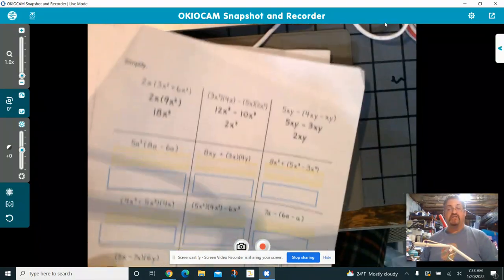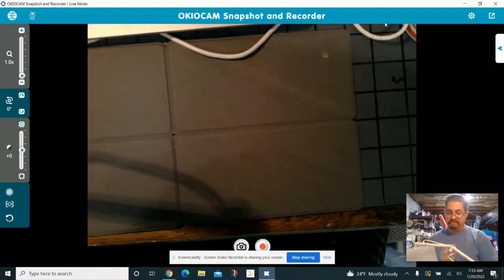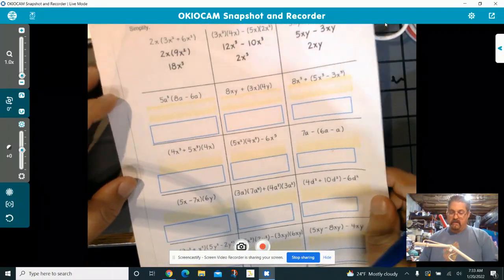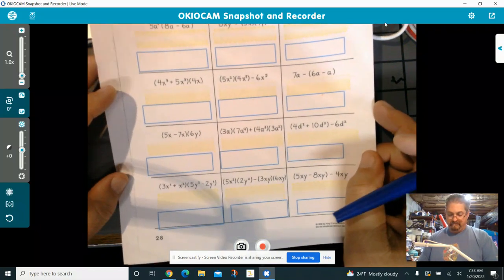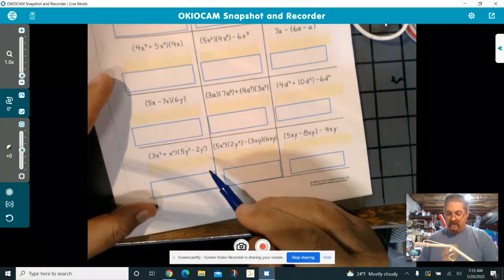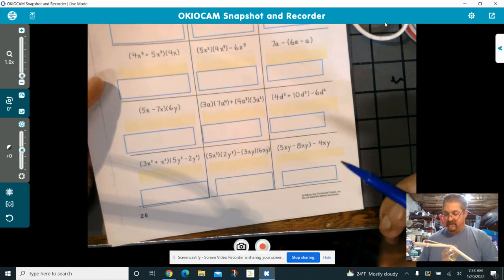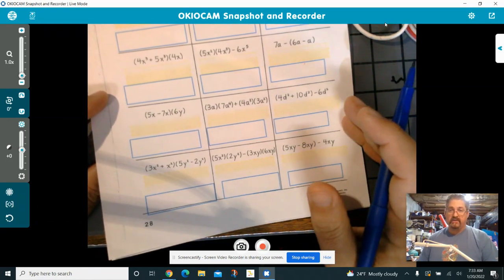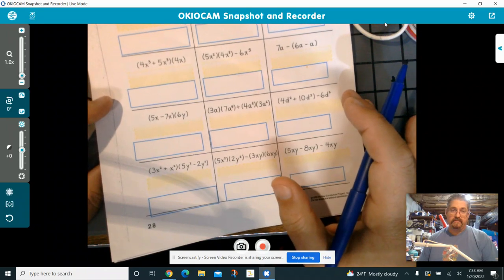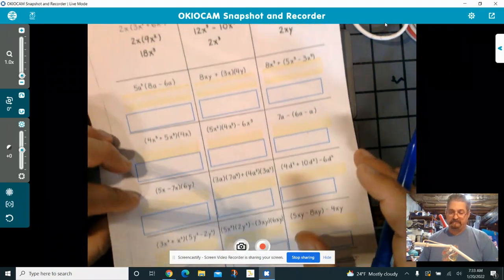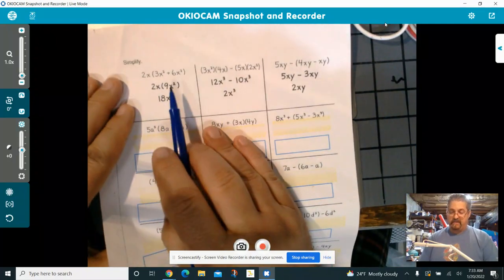Let's do some over here on page 2. Okay? They're going to work the same way. We're only going to combine the like terms. But we do have some that we're going to multiply together. Okay? It's going to be all right. We'll get this. Here's the examples that they did.